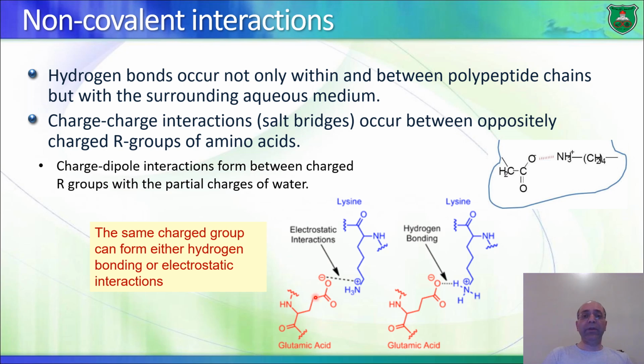Now, even within two oppositely charged amino acids like lysine, which is positively charged, the R group of lysine is positively charged, and glutamic acid or glutamate, and here you have a negative charge on the R group. Now you can have the formation of electrostatic interactions between these two amino acids, or you can have the formation of hydrogen bonds between the two groups as well. Okay, so these same charged groups, they can form either hydrogen bonds or electrostatic interactions.